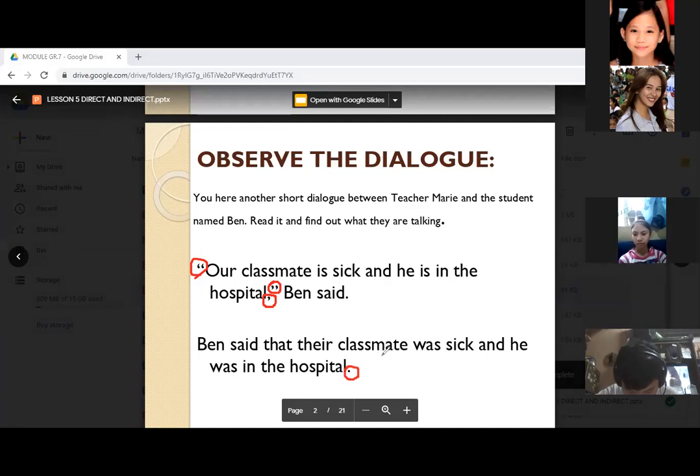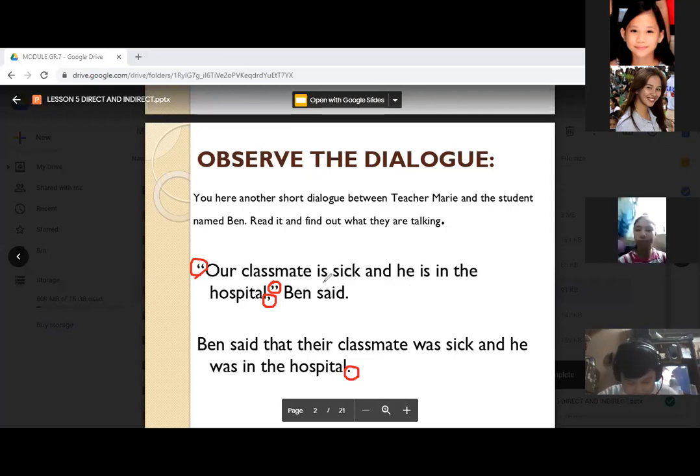According to Denzel earlier, the first one is an example of direct speech. How did we know that it's direct? Because there is a quotation mark. When we have a quotation mark, it means that is the exact words Ben said. While the second one, you are reporting what Ben said. That's why it is called reported speech, because that's not the exact line that Ben said, but you are just repeating or reporting what Ben said.